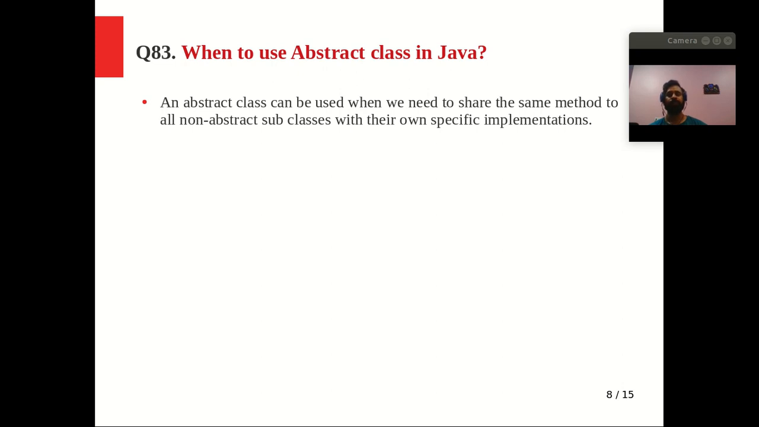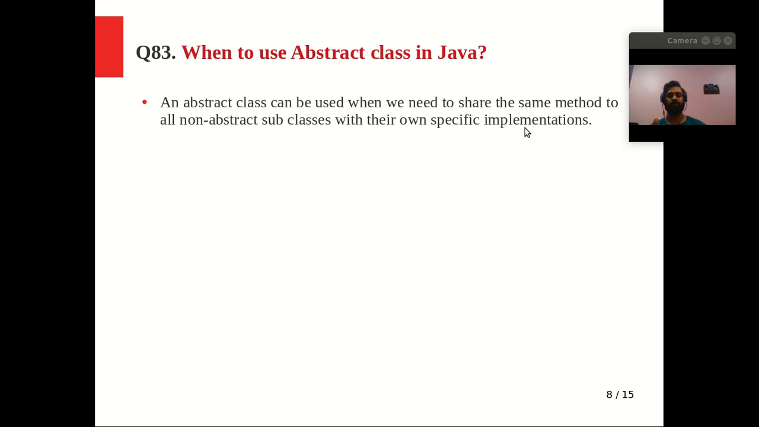In that kind of situation we can use abstraction, right? If we have to use abstraction, then we have to go with an abstract class. So if we don't know the full implementation, we know the partial implementation, then we can go with the abstract class. An abstract class can be used when we need to share the same method with all non-abstract subclasses with their own specific implementation.